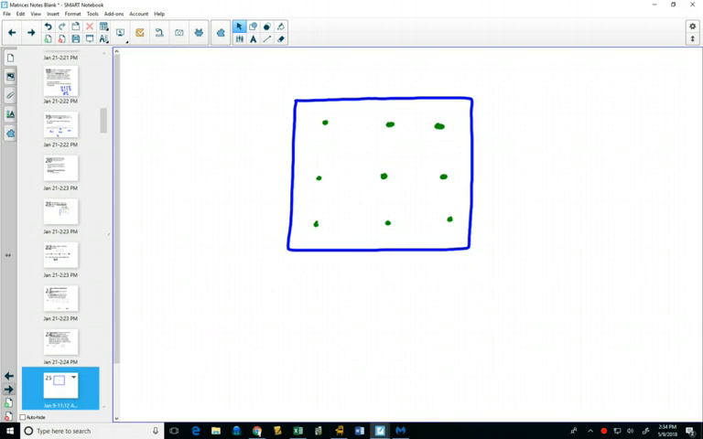Ooh, I forgot I put this puzzle on here. All right.